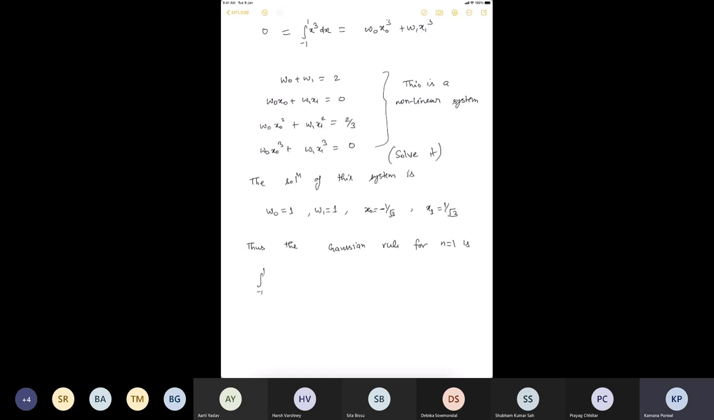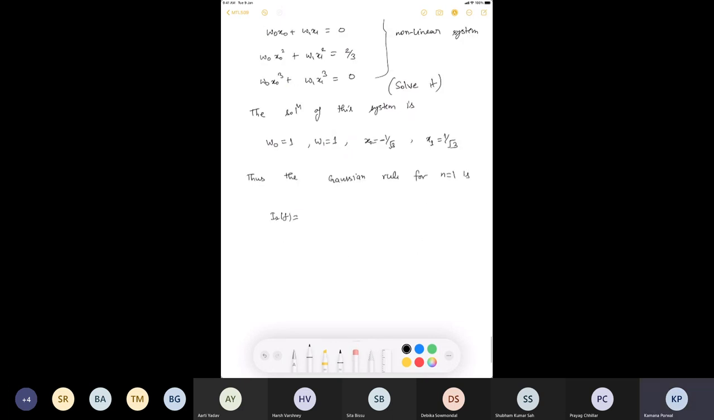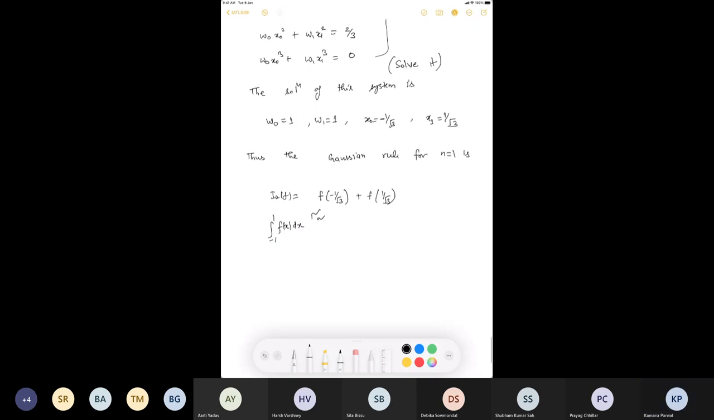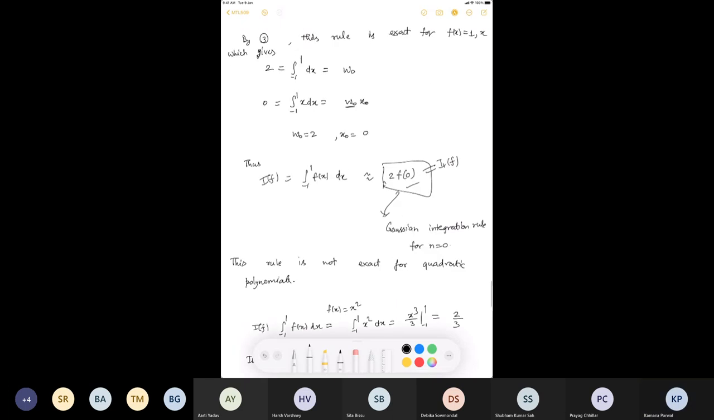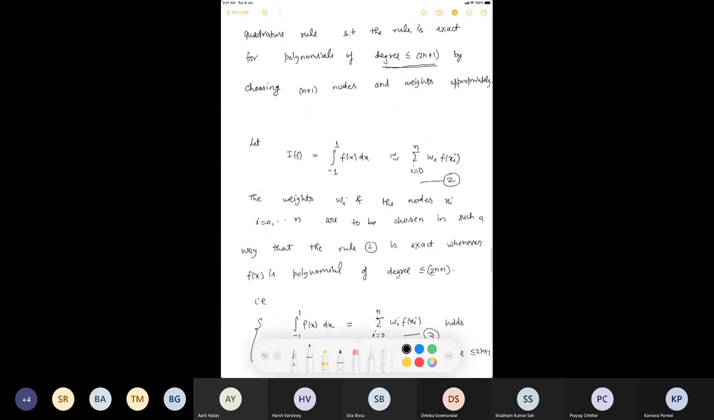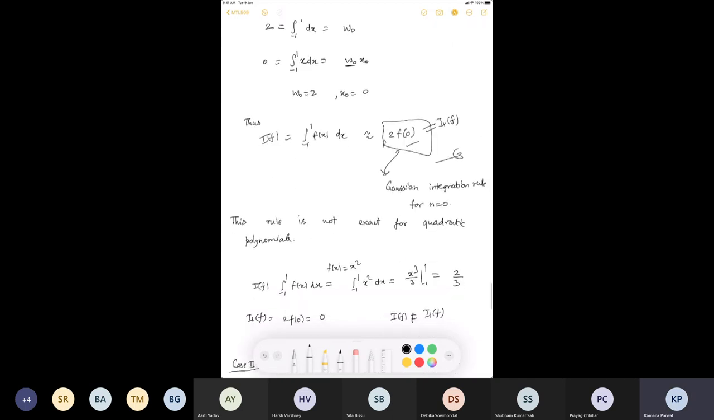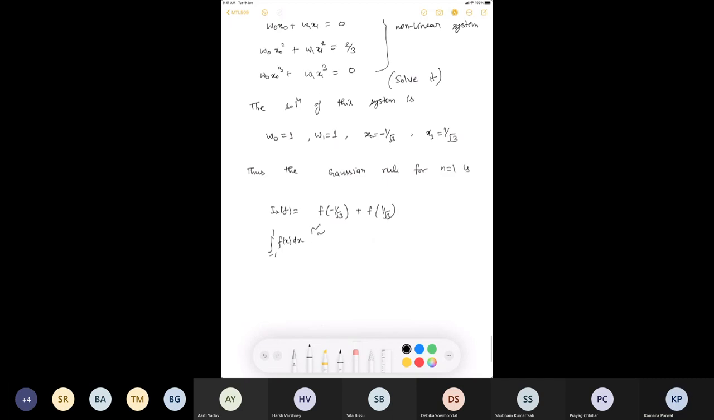So let me directly write it for I2 here. I2F is W0, which is 1, times F evaluated at X0, which is minus 1 by root 3, plus W1, which is also 1, times F evaluated at X1, which is 1 by root 3. So this we have obtained as an approximation of the integral of F over the interval minus 1 to 1. Let's call it 3, and this as 4.